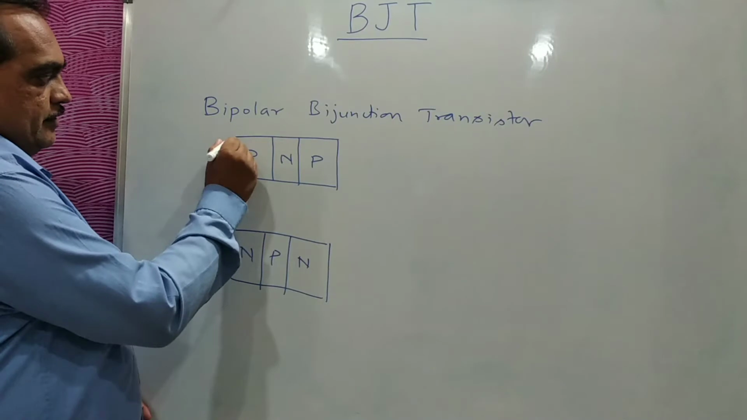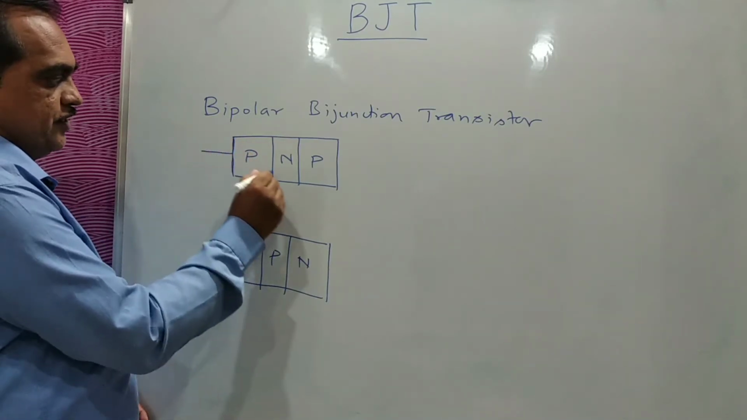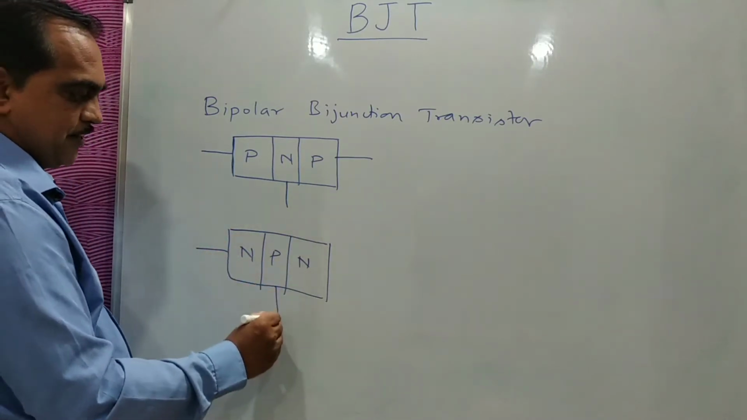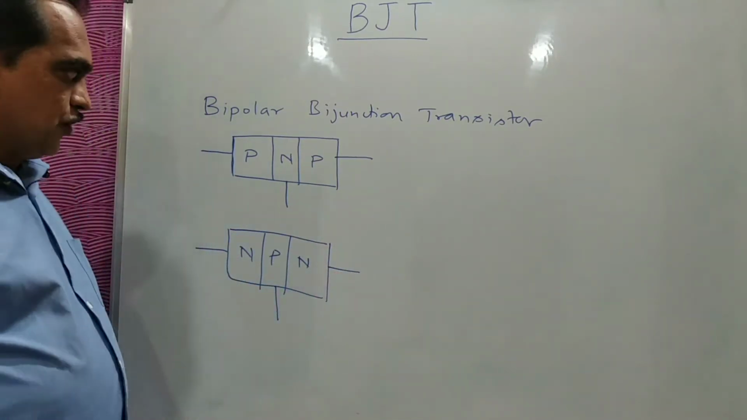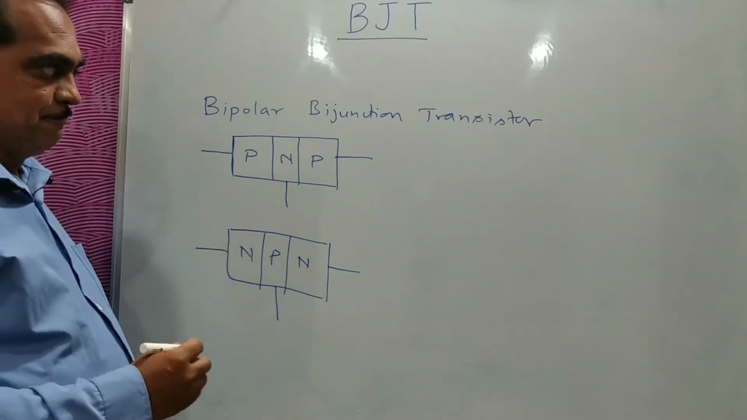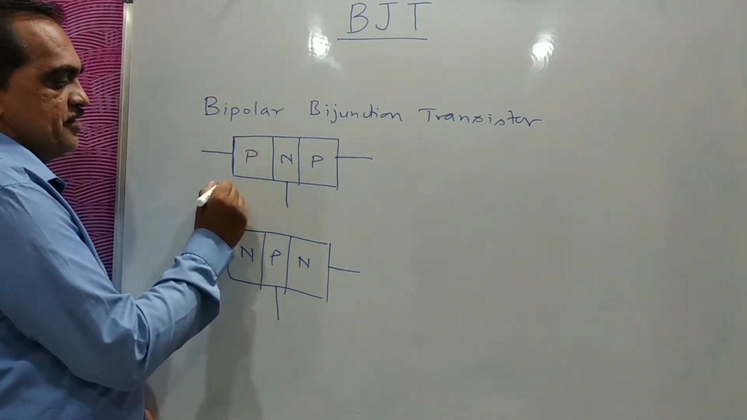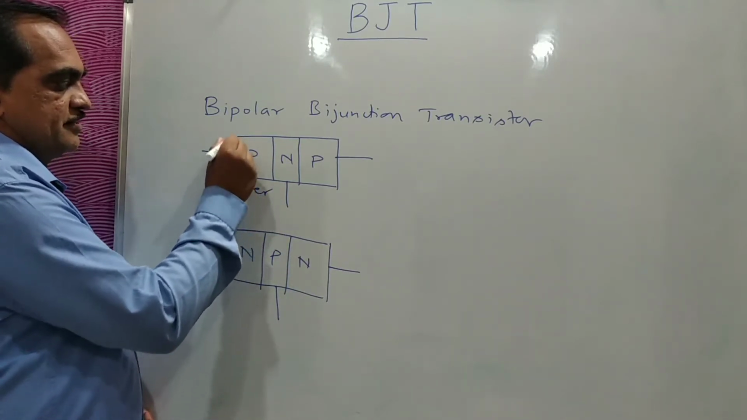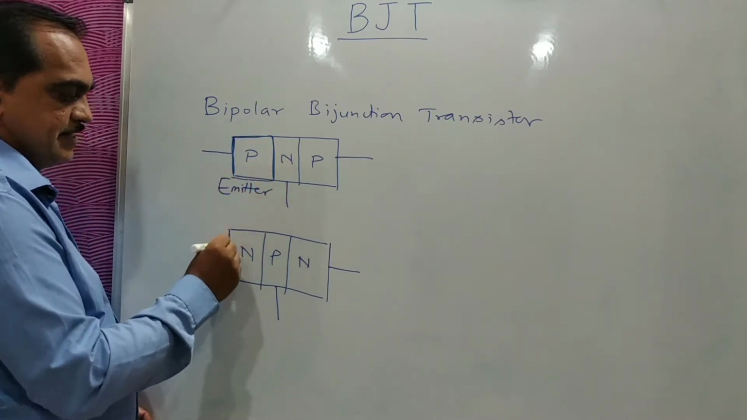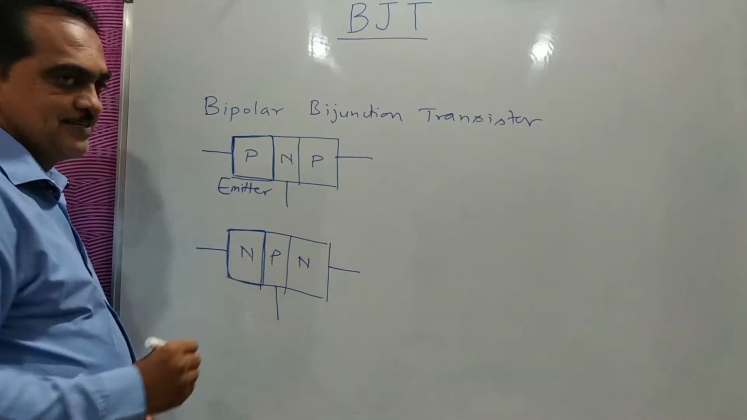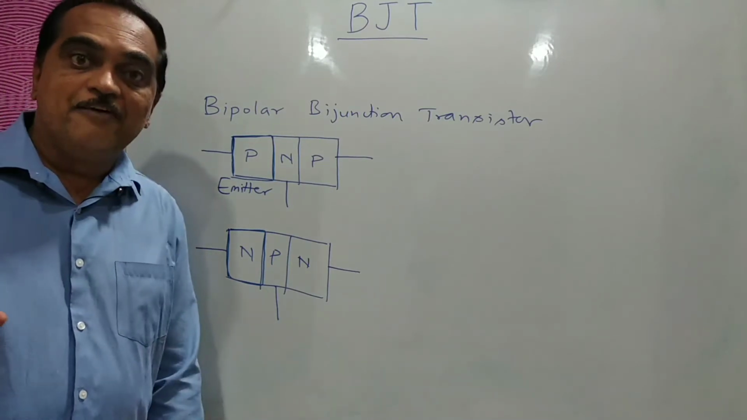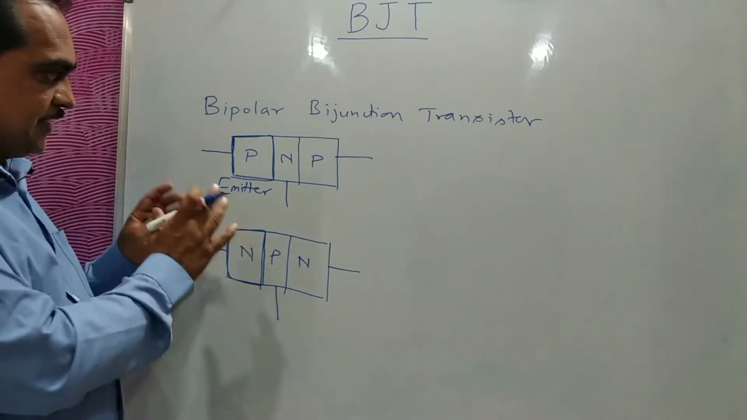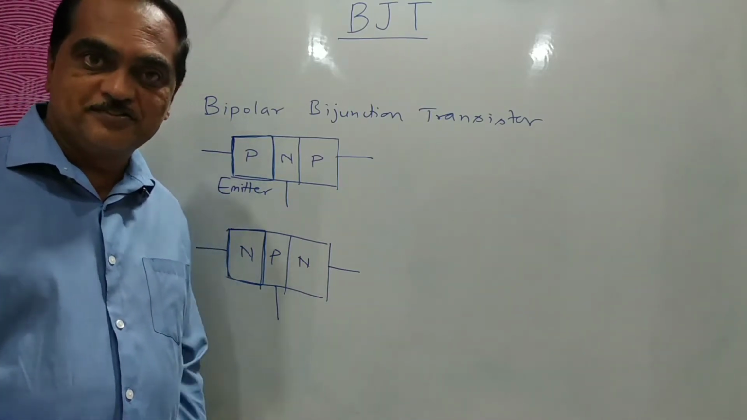Here, whichever you take, this will be one terminal, this will be another terminal, and this will be a third terminal. Even here, this will be one terminal, this another, and this another. The first terminal is always called the emitter. Say in this case it is P, and in this case it is N. This is called the emitter, and it will be very heavily doped because it has to give the source of majority charge carriers.